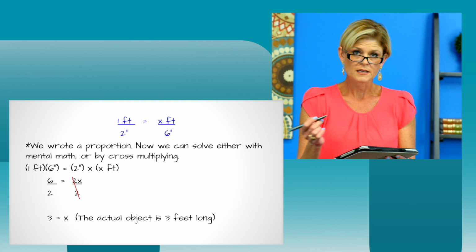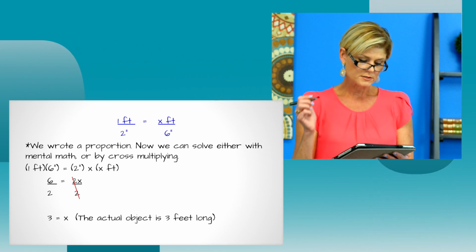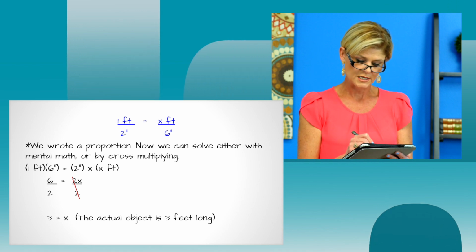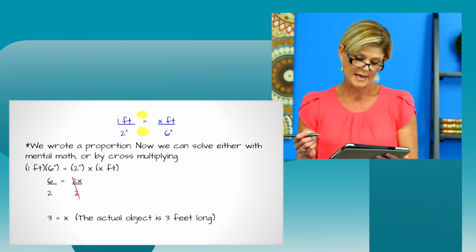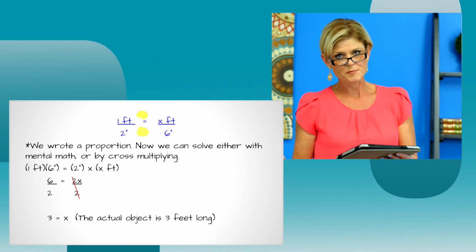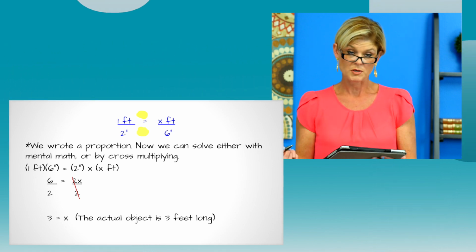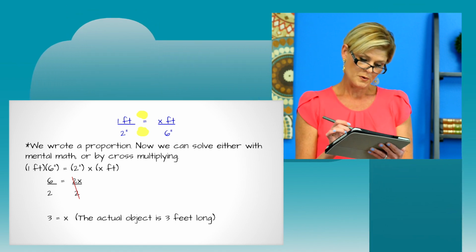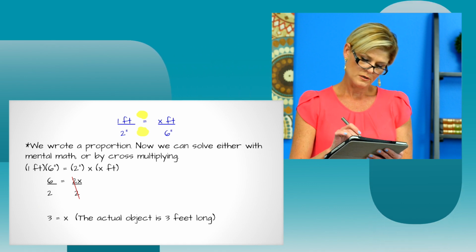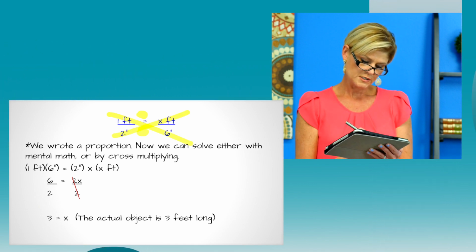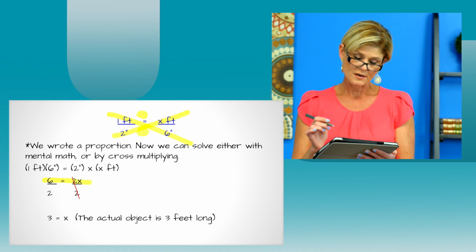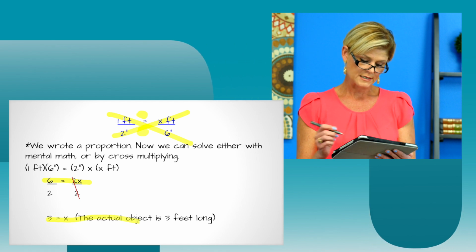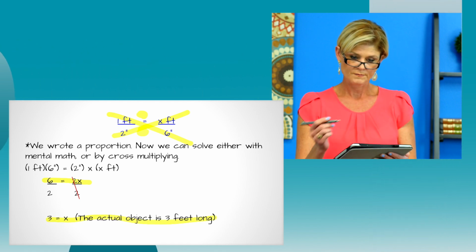Basically what we did is we just wrote a proportion. We can solve either with mental math: 2 times what equals 6, and 1 times what equals x. You might be able to tell just by looking at it that it's going to be 3. But let's do it by actually cross-multiplying and work it out. If we cross-multiply, it would be 6 equals 2x. Then we're going to divide both sides by 2. Once we simplify, we get x equals 3. So the actual object is 3 feet long.